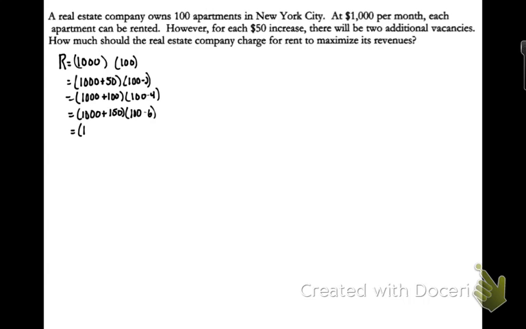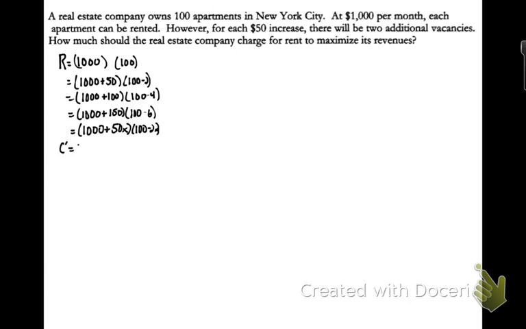So a model for the revenue then is 1,000 plus 50x, where x is the number of rent increases, times 100 minus 2x, because they always lose twice the number of people. I'm going to use the product rule to take the derivative of this since I want to find the maximum. I could multiply this out, but I'll just use the product rule.